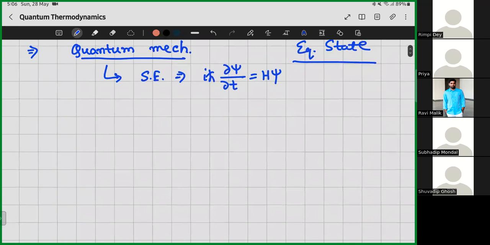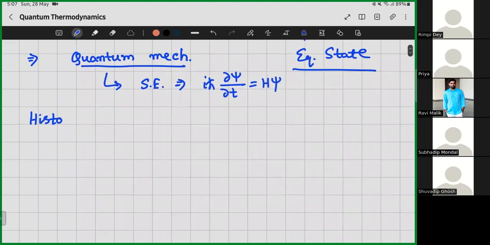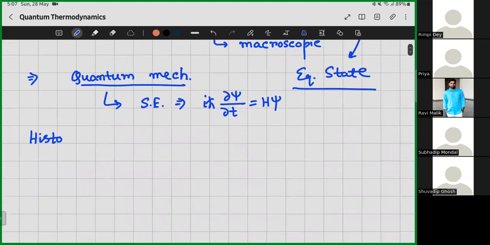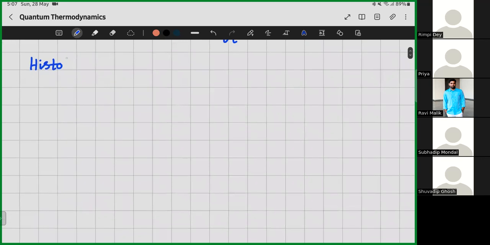But first, we should start with some historical background. Then slowly we'll merge these two fields, quantum mechanics and thermodynamics, to understand the basic description of quantum thermodynamics. So now I'm starting with some historical background.